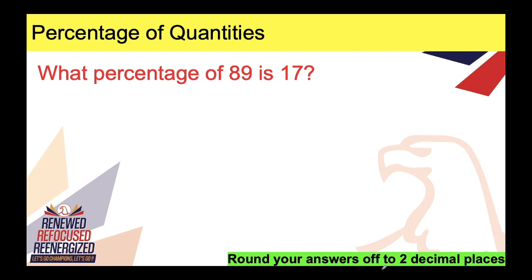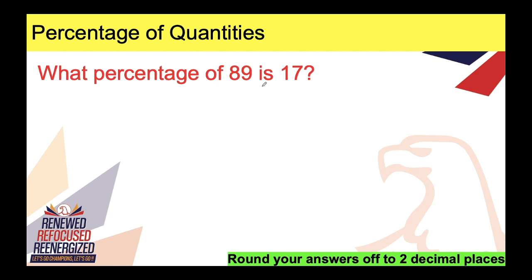In this case, there are two things that you have to look into. Number one, what is the part? And number two, what is the whole? Okay, whole, W-H-O-L-E, the entire thing. So if you try to read and understand this, what percentage of 89? Meaning, it's another way of saying what part of 89 is 17?